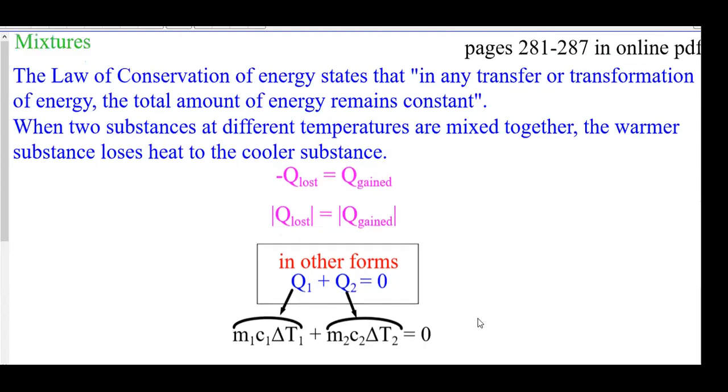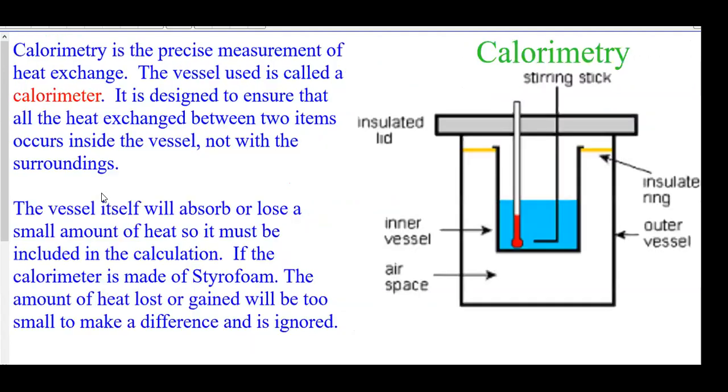When you add a hot thing to a cold thing, they're going to exchange energy until they reach the same final temperature. So basically what that means is we're going to take the equation from last time, Q is equal to MC delta T for a hot substance and Q is equal to MC delta T for a cold substance, and add them together. That is the nature of thermal equilibrium.